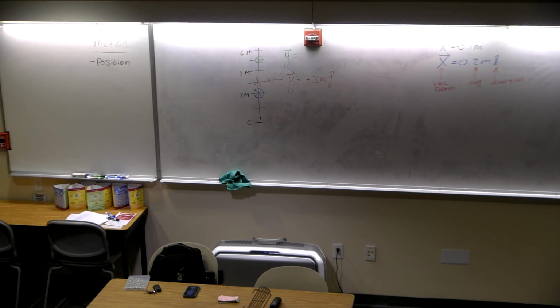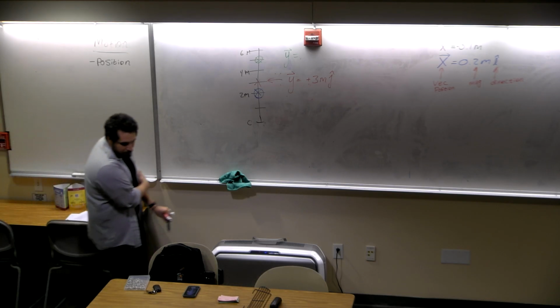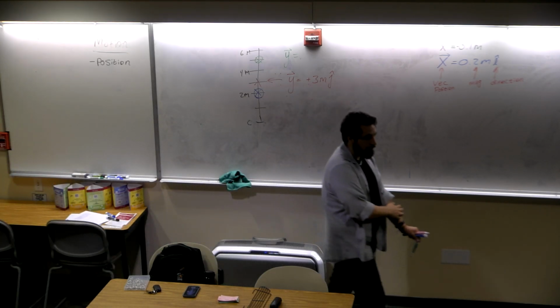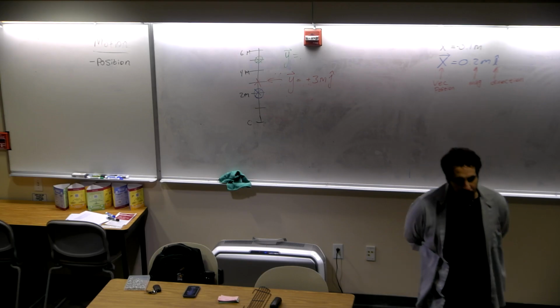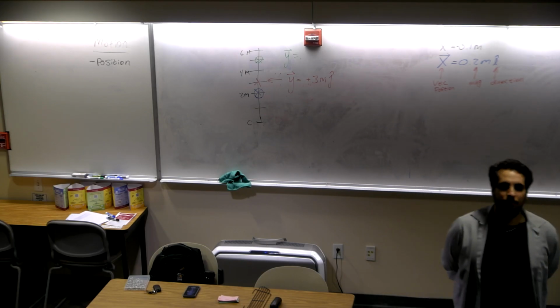Hearing few answers. Does anybody want to venture a guess? Raise your hand if you want to share with the classroom what your answer is for the vertical position of this green circle. Who wants to share? Right up front. 5 meters j hat. 5 meters j hat, absolutely.